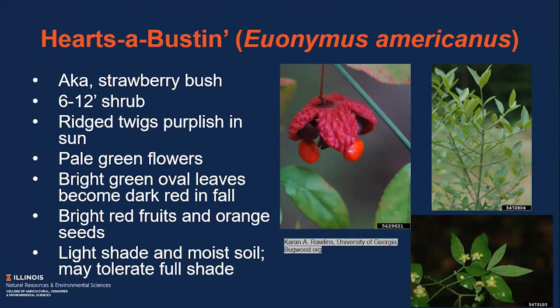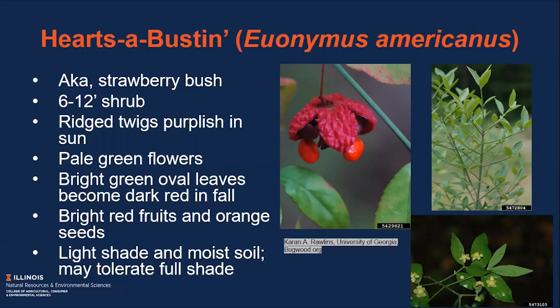Up next, we have another one of my favorites, the heart's-a-bustin, Euonymus americanus. And this one has a lot of different common names if you look it up. So it is important to look at the scientific name, Euonymus americanus, because not only are there a suite of common names, there are also a number of non-native invasive plants that are in the same genus, and so you need to be careful with the euonymus.